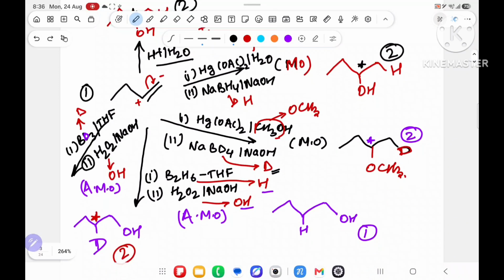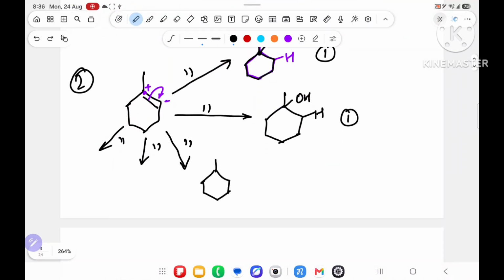Third one is OCH3 and D. So over here OCH3 will come. Where OH is coming, there OCH3 will come. And where H is coming, there D will come. Sir, over here 1 chiral center, 2 chiral center. Because of 2 chiral centers, 2 to the power 2 is 4 is the total products coming.